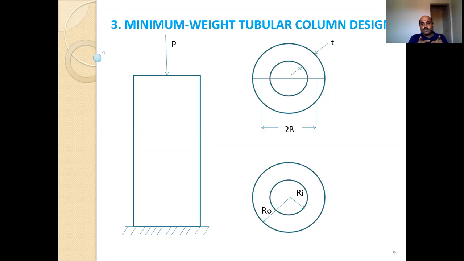I will show it for one formulation, that is, the mean radius R and t, and I request you to do it for the second formulation in terms of Ri and Ro. That's why I told you to keep a pen and worksheets with you. This is a column with a hollow circular cross section, subjected to a load P. This is just a line diagram of a column.